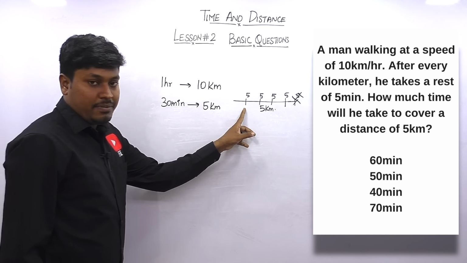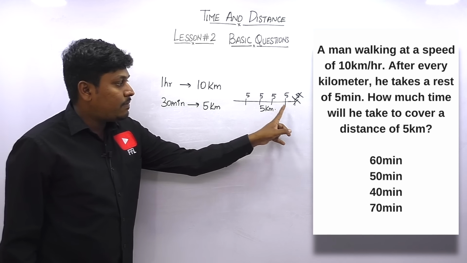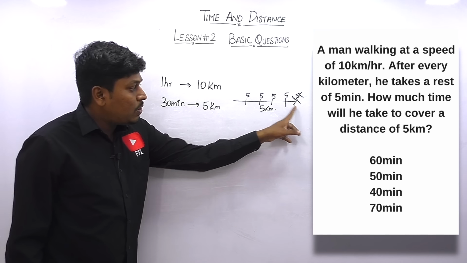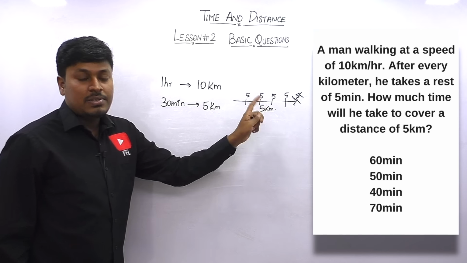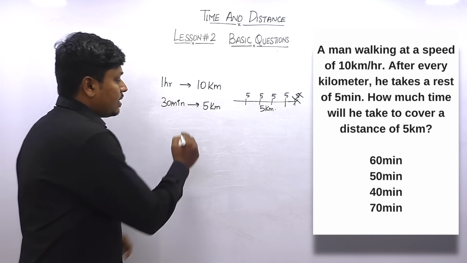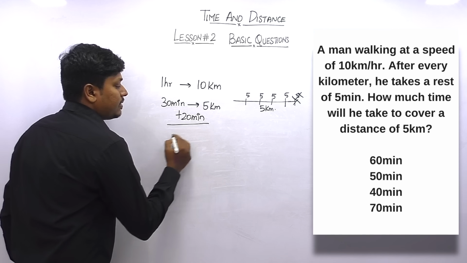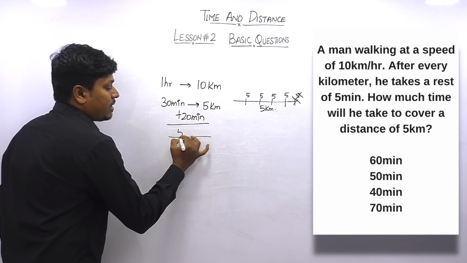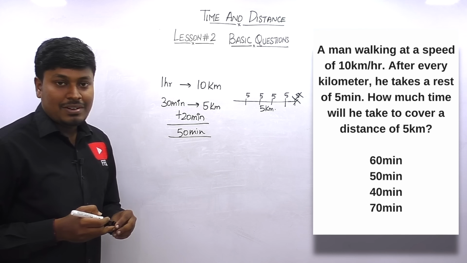So first kilometer 5 minutes rest, second kilometer 5 minutes rest, third kilometer 5 minutes, fourth kilometer 5 minutes, and on the fifth kilometer he will reach the destination. So he will take rest only 4 times. So 5 into 4 will be 20 minutes. So 20 minutes he will take rest. So finally he will take 50 minutes to reach this 5 kilometer. So the answer for this question number 4 is 50 minutes.